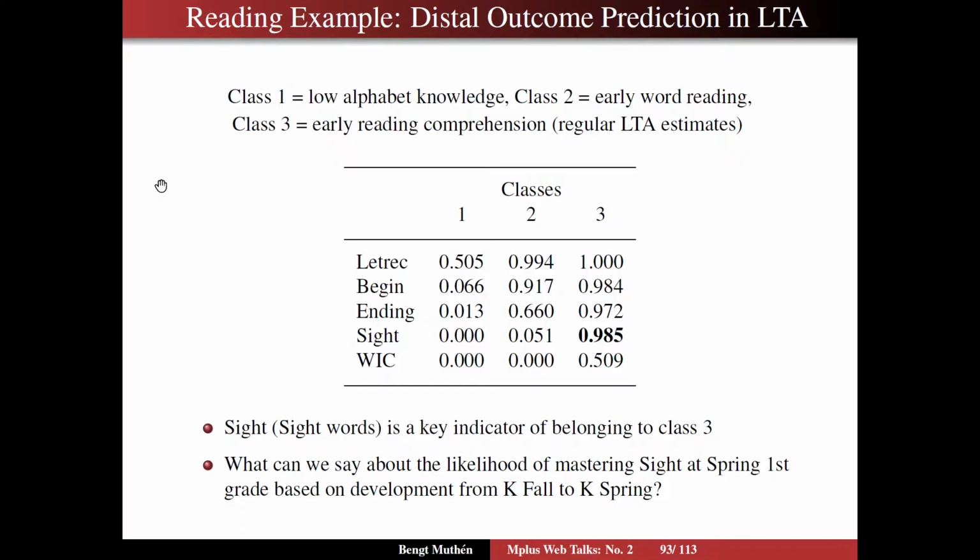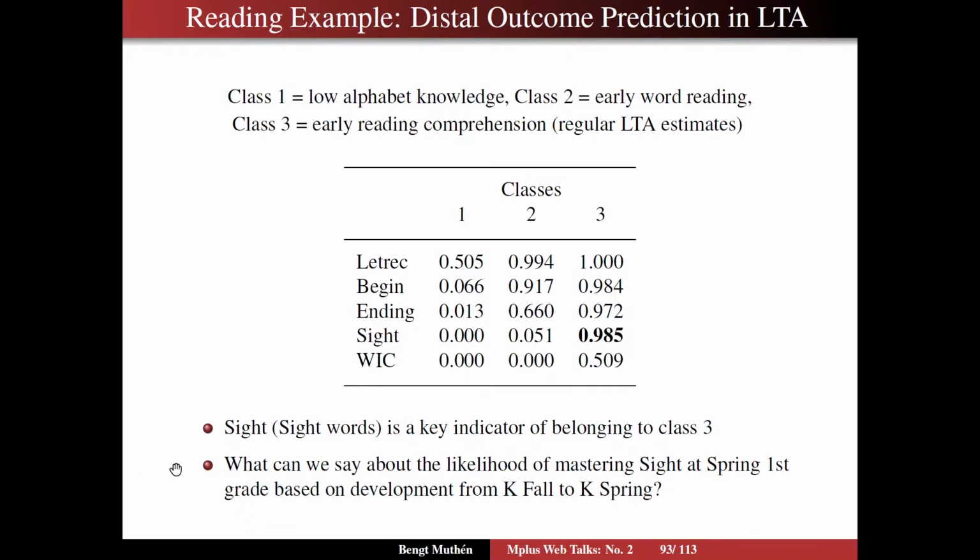So turning to slide 93 then, we're going to get back into the reading example and take a look at a distal outcome predicted by an LTA. So we have the three classes again here and the 5 items. And we remind ourselves of the pattern of probabilities. We're going to focus on the site item, which is a clear indicator of being in class 3. That is, the probability of getting that item right is very low in class 1 and class 2, but very high in class 3. So that's a good item to discriminate class 3 versus the other 2. And that's what we're saying in this bullet here.